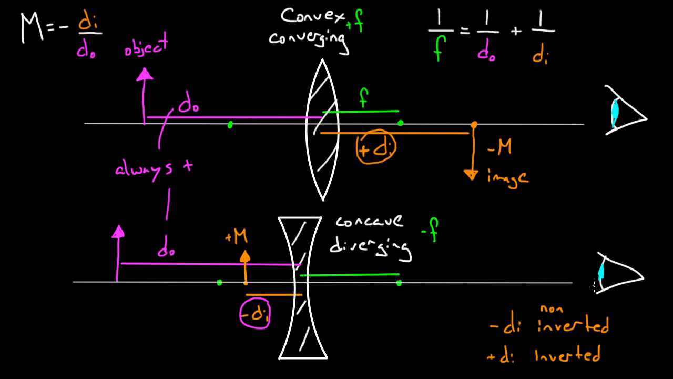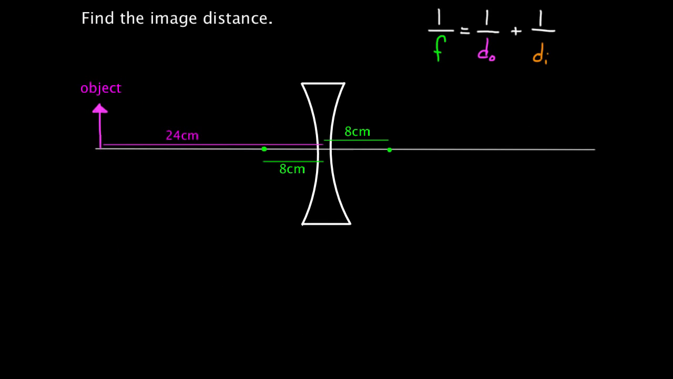Okay, so let's look at a few examples. Say you've got this example. It says find the image distance, and it just gives you this diagram. Well, we're going to have to use this thin lens formula, so we'll have to figure out what F is. F's the focal length. We've got these two focal lengths here, 8 centimeters on both sides.